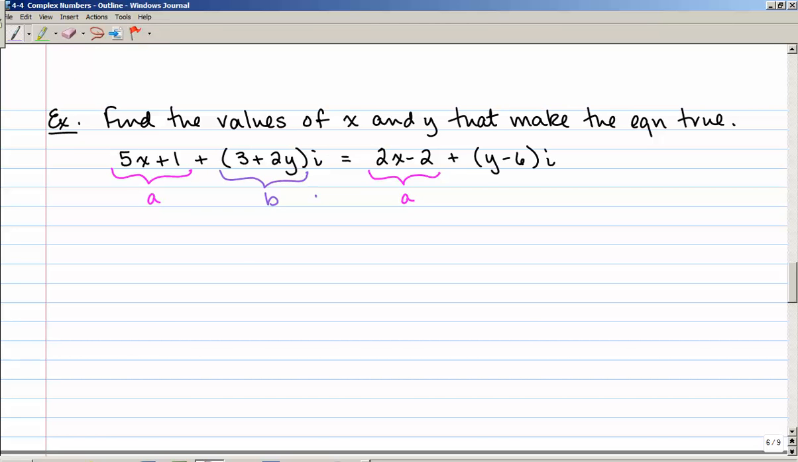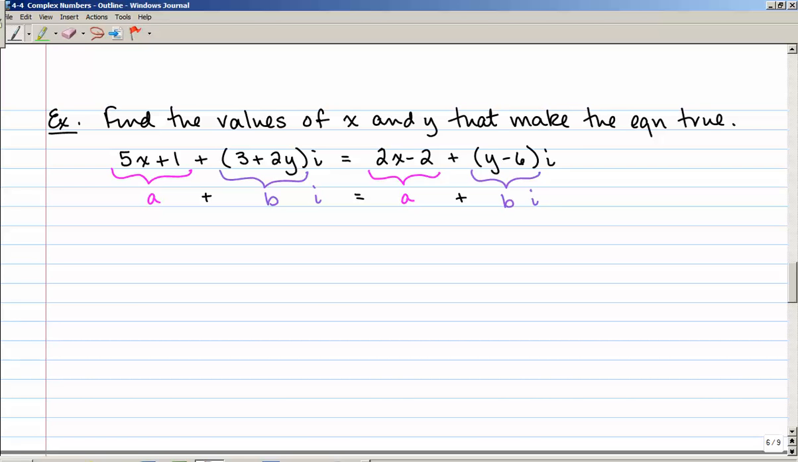And notice how it's followed by an i. And this is b, and notice how that's followed by an i. So what I really have is two complex numbers that equal each other: a plus bi equals a plus bi.